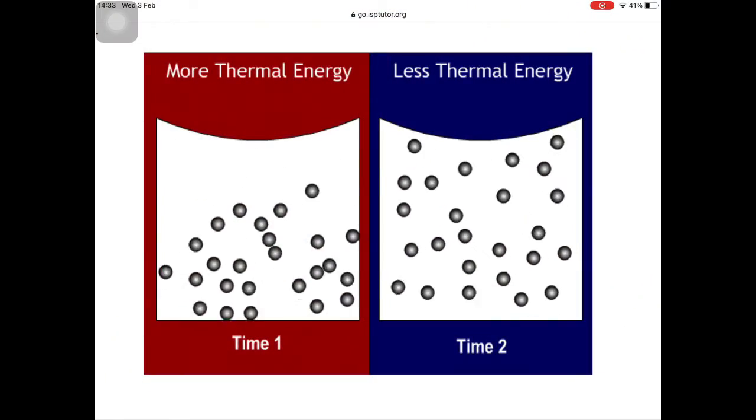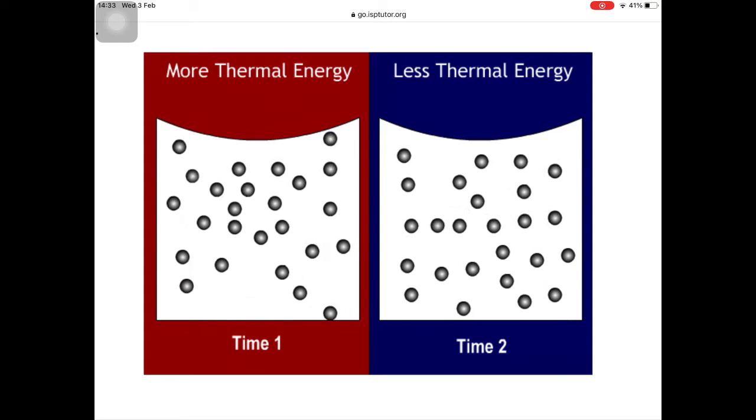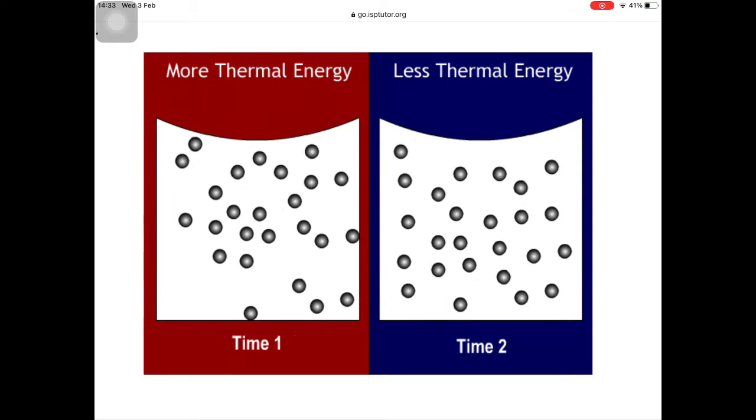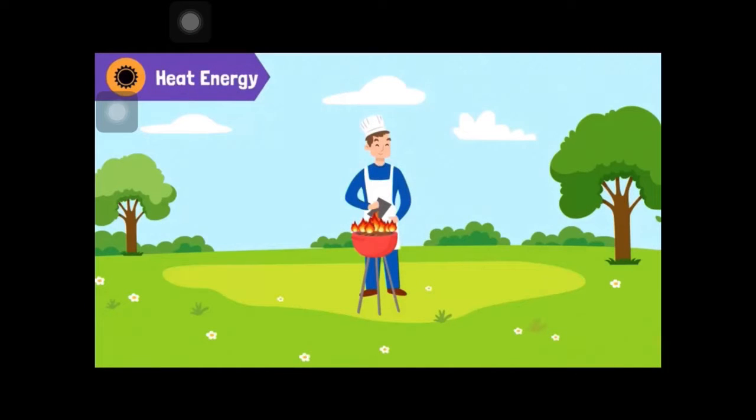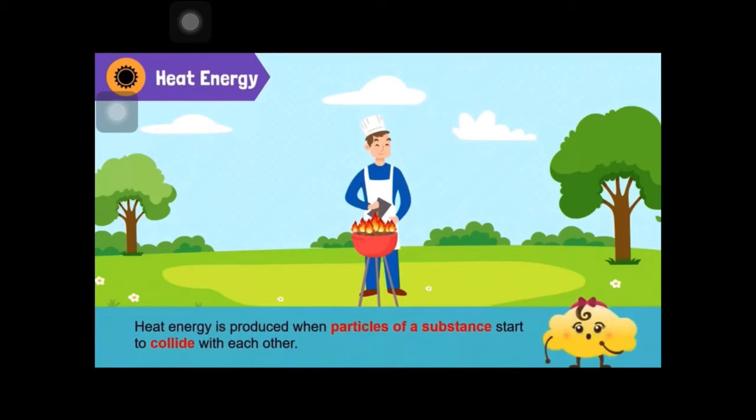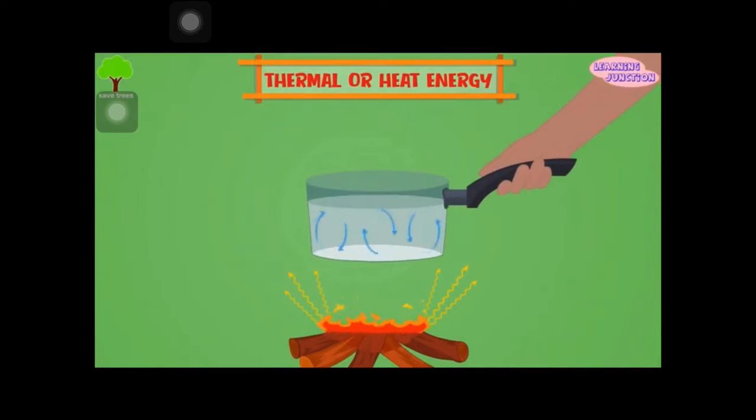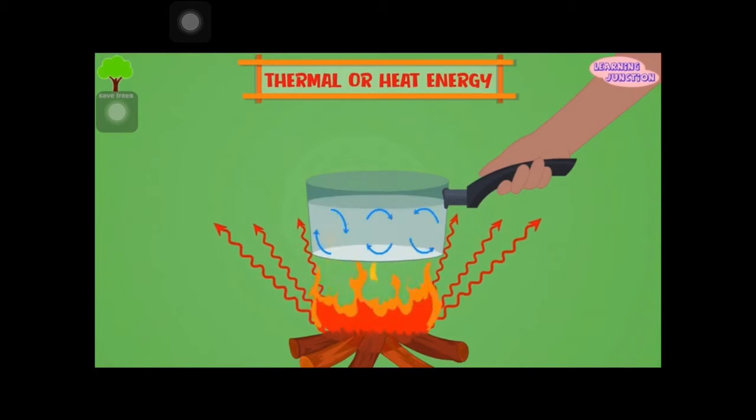The video we saw about energy explains how molecules move faster in the heat. Take a look. Uncle is making a fire in the grill to cook food. What kind of energy is Uncle using to cook the food? He's using fire, which gives us heat energy. Heat cooks our food. It is produced when the particles of a substance start to move faster and faster and start to collide with each other. Thermal or heat energy is created from the vibration of molecules and atoms within substances. The faster they move, the more energy they produce, and the hotter they become.